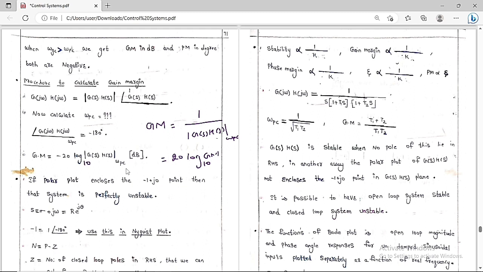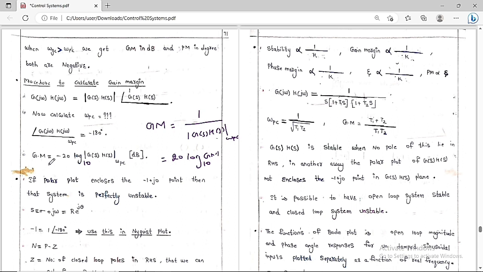Therefore we can say, I've already told you this procedure, always keep it in your mind. This procedure tells you that this is the way to find the gain margin in dB. G(s)H(s) is a complex number, like the magnitude and the phase angle. The phase crossover frequency is the frequency at which the phase angle of G(s)H(s) is equal to minus 180 degrees.